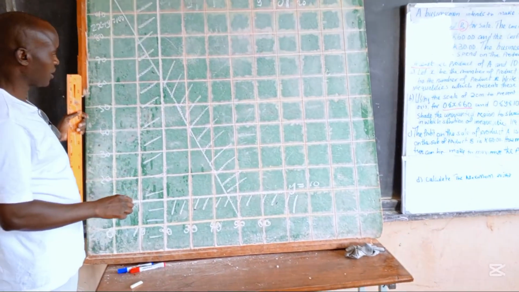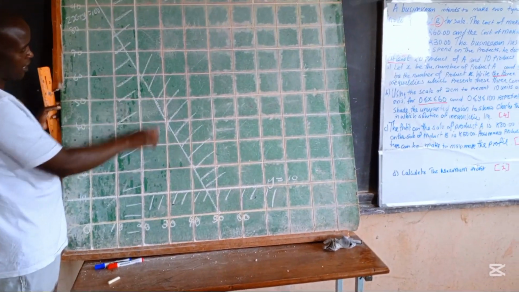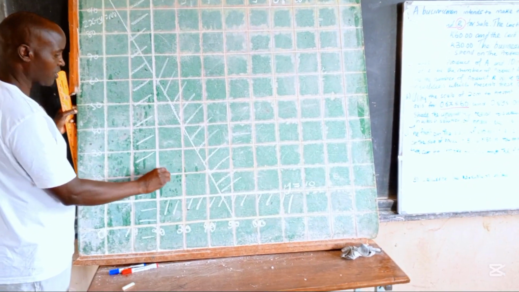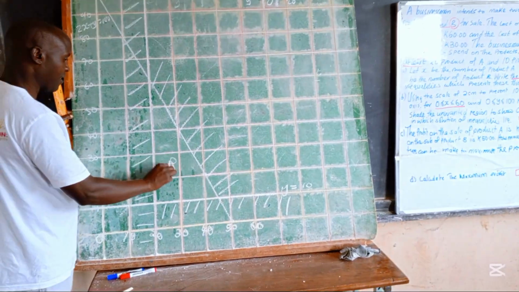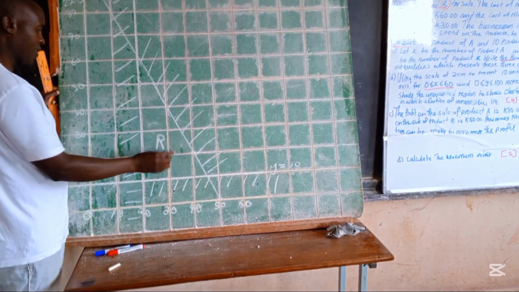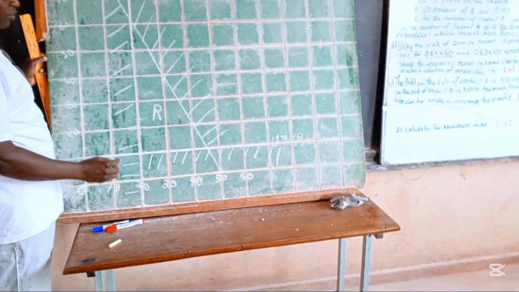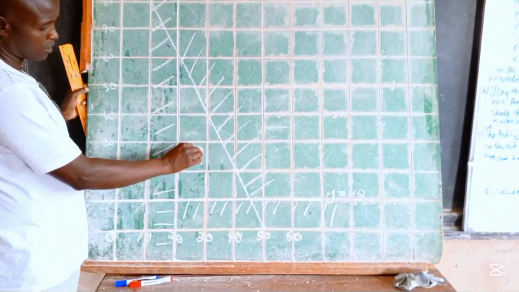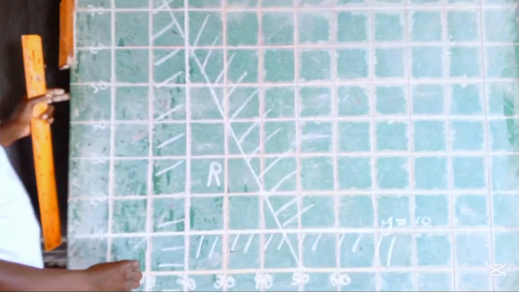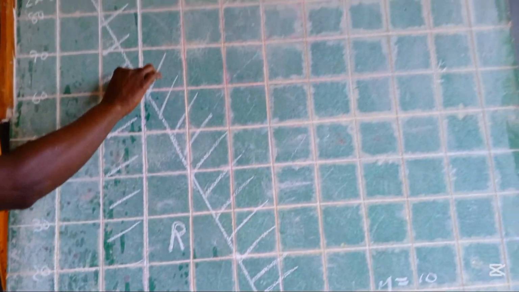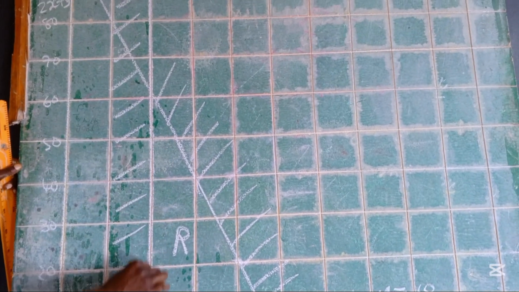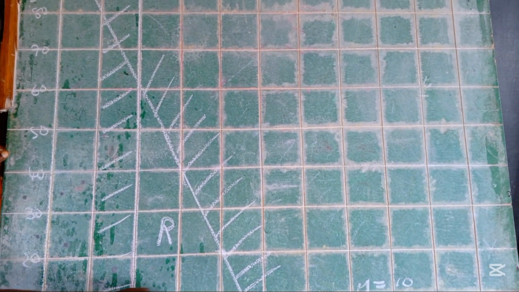You can see, ladies and gentlemen, this is a clear region, the wanted region, which is my R. The cameraman, please come closer so that people are able to see. This is the region I'm talking about. It is bounded by this line, and it is bounded by that line.